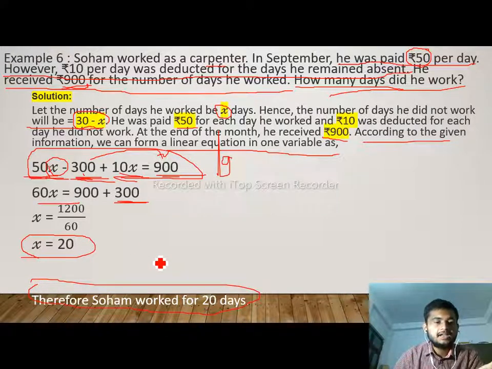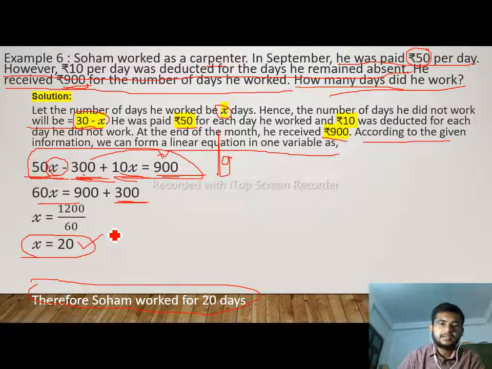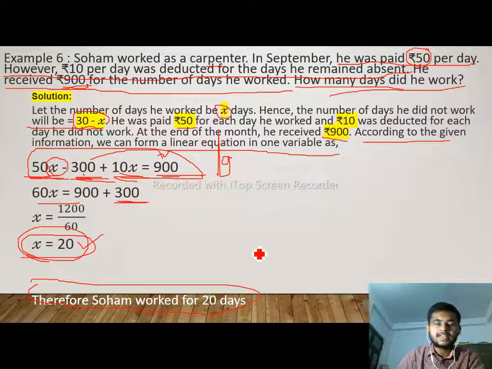As we have seen, Soham worked for 20 days. So when you multiply 20 with 50, it becomes 1000, and he did not work for the other 10 days. So 50x minus 300 plus 10x equals 900. 60x is equal to 900 plus 300. x is equal to 1200 by 60. Then x equals 20 is the number of days that Soham worked.